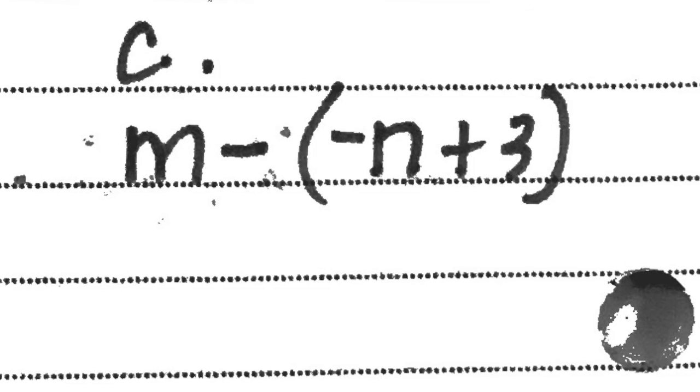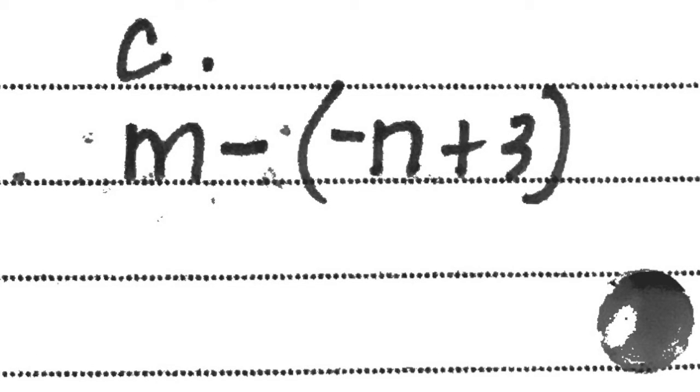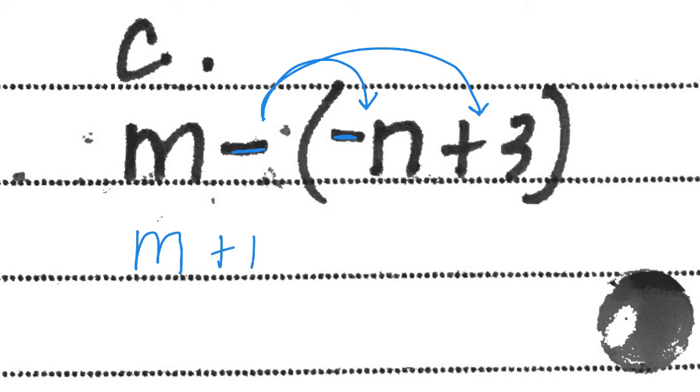Notice the m here. It's saying m minus, open parenthesis, negative n plus 3. Notice the m is not being distributed. Just this negative distributes. So I'm going to rewrite the m. A negative negative is a positive n, and negative times positive 3 is a negative 3.